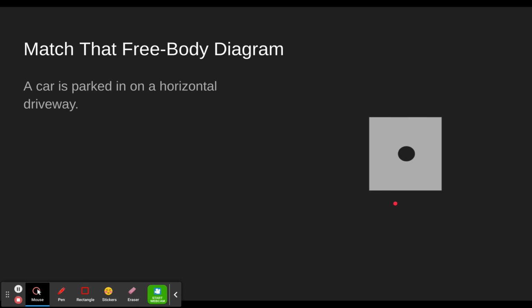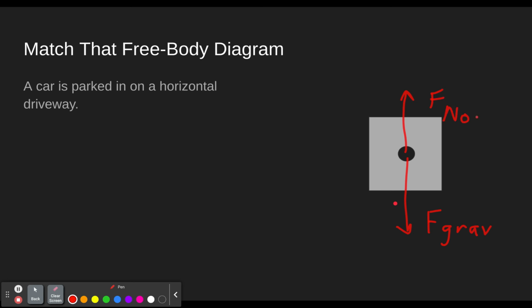So in this case, the car is parked on a horizontal driveway. As we know, anything near Earth has the force of gravity pushing down on it. Since this is not accelerating down, there must be something pushing up with an equal amount of force, and that would be the cement on the driveway or the asphalt or whatever kind of driveway it is. And so we have the normal force, F normal. All right. And those are the only two forces.